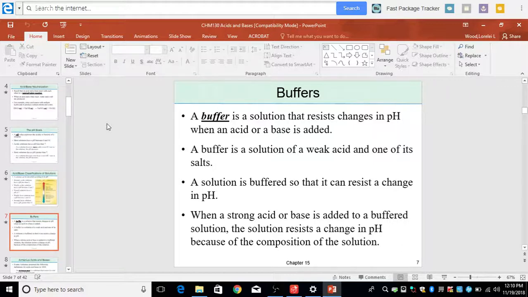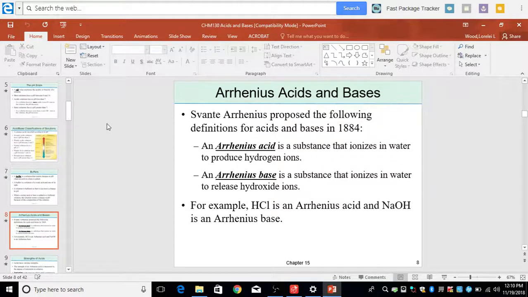And a buffer is something that simply helps to maintain the pH. It helps a solution to resist acid and base additions, and it's like a mediating force. And we don't talk a lot about buffers in here, but if you're taking 152, we'd spend an entire chapter just on buffers. All right, there we go. There's our definition. An Arrhenius acid produces hydrogen ions, and Arrhenius said that a base produces hydroxide ions. So there's the definition for Arrhenius acids and bases.